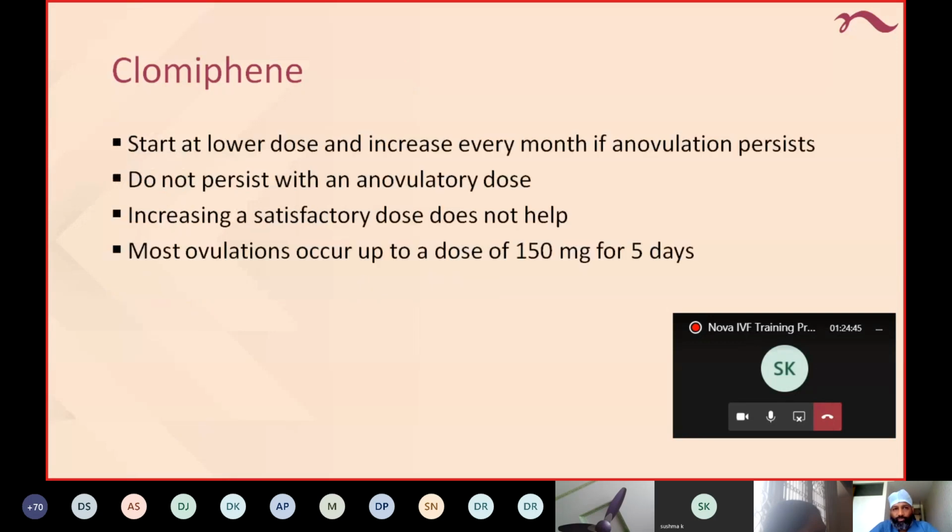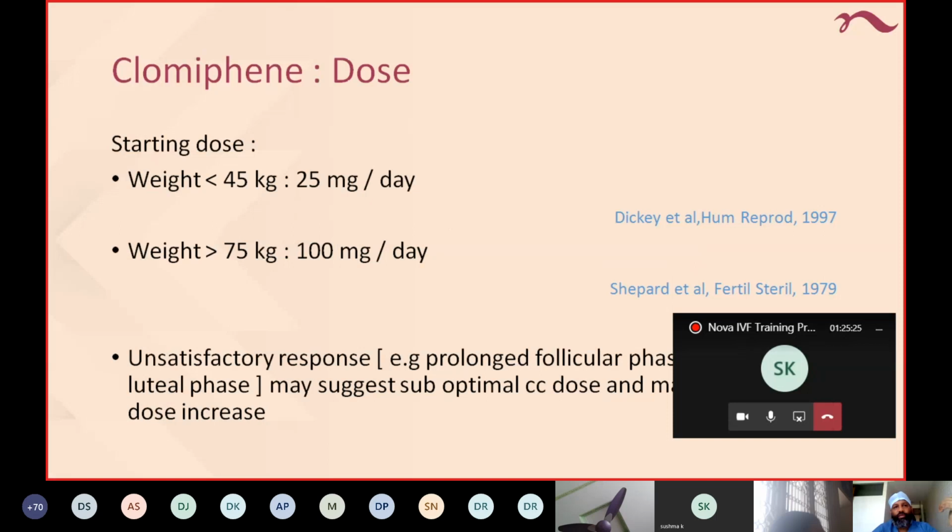Clomiphene citrate, you should start at the lowest dose and increase every month if anovulation is happening. If there is no ovulation with 25 milligram or 50 milligram, go on increasing till you get ovulation. If there is anovulation, you should not use the same dose again. You should increase the dosage of clomiphene. Do not persist with an elementary dose, but increase to a satisfactory dose. The most common question we get is till how much we can increase. Maximum is 150 milligram. More than 150 milligram of clomiphene citrate is not known to cause much benefit. So 150 milligram is the highest.